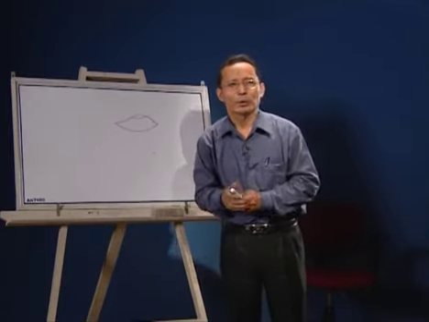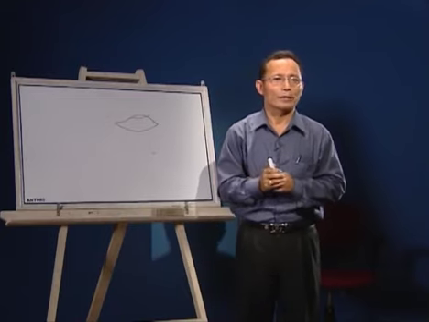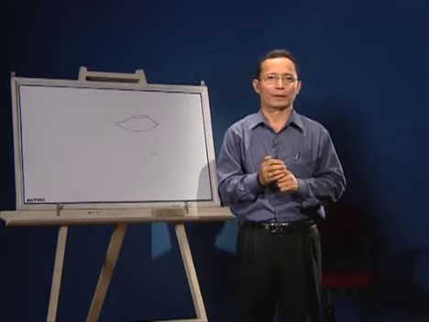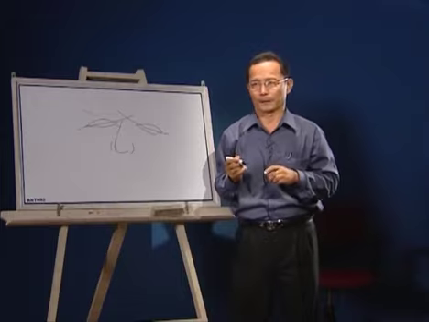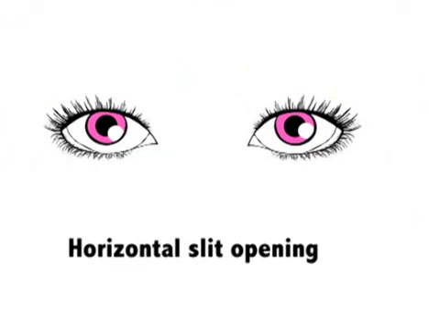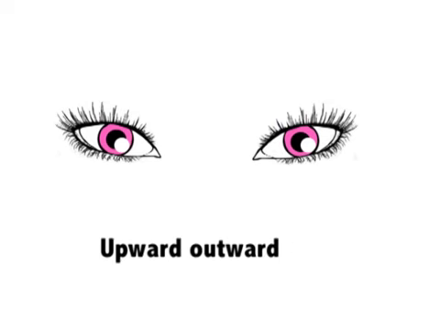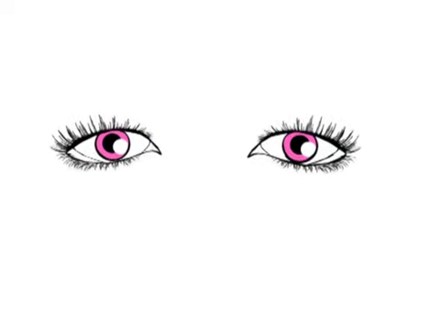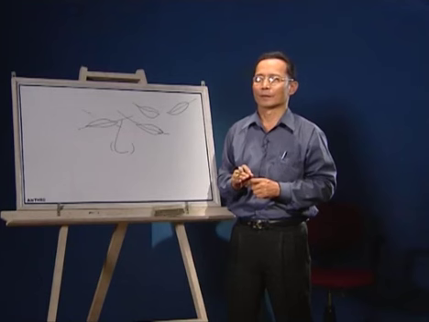Now let us come to the next character of eye, that is slit opening. Slit opening means the transverse axis of the eye, opening from inner to outer. So we have three categories of eye slit opening. The first one is horizontal slit opening. The second one is upward and outward. Then the third one is downward and outward.